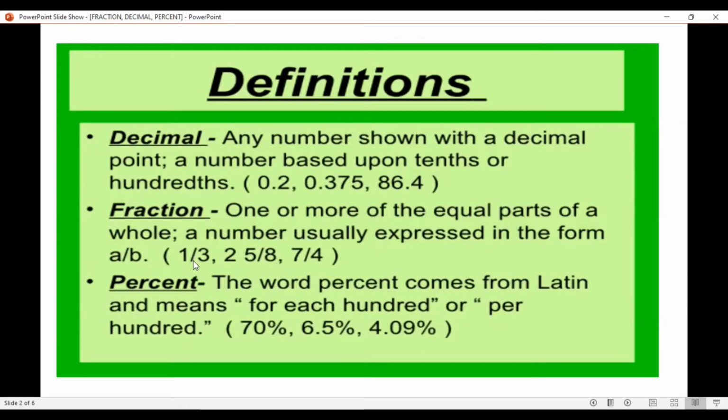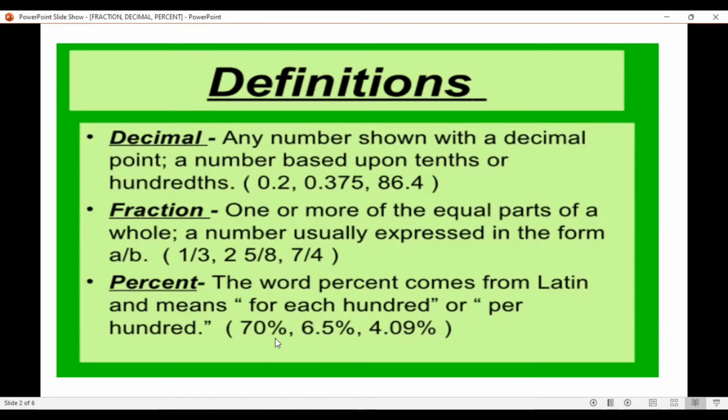We actually have different kinds of fractions. The 1/3 is an example of a proper fraction. The 2 and 5/8 is a combination of a whole number and a proper fraction. We call this a mixed number. And then the 7/4, where the numerator is higher than the denominator, we consider as an improper fraction.